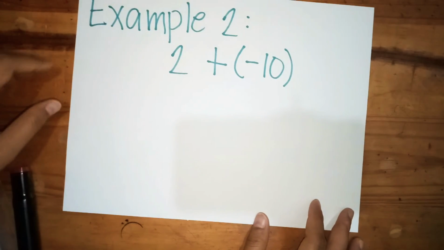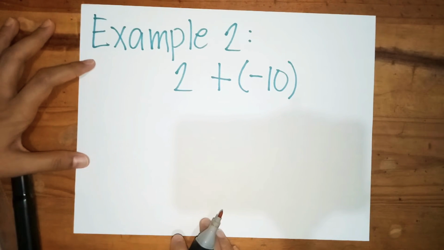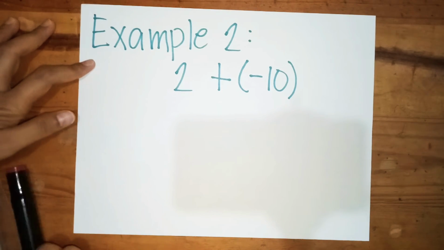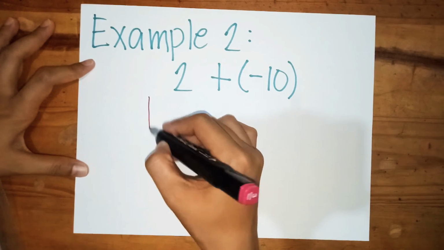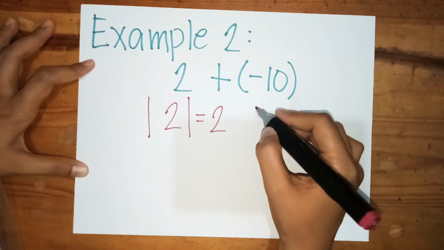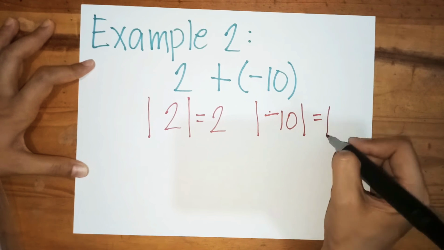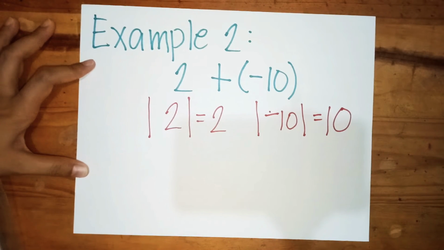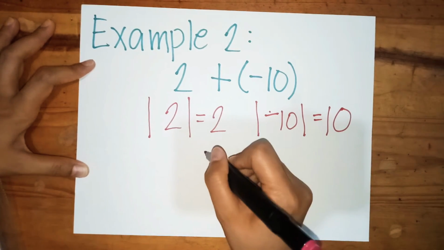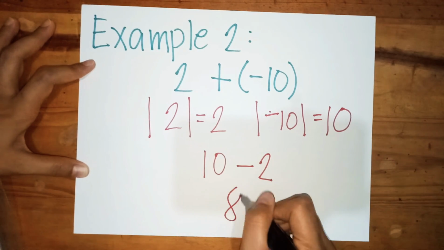Let's now have example number 2. For our second example, let us add 2 plus negative 10. Let's get the absolute value of 2, which is 2, and the absolute value of negative 10, which is 10. Now, let us subtract the absolute values. 10 minus 2, that is 8.